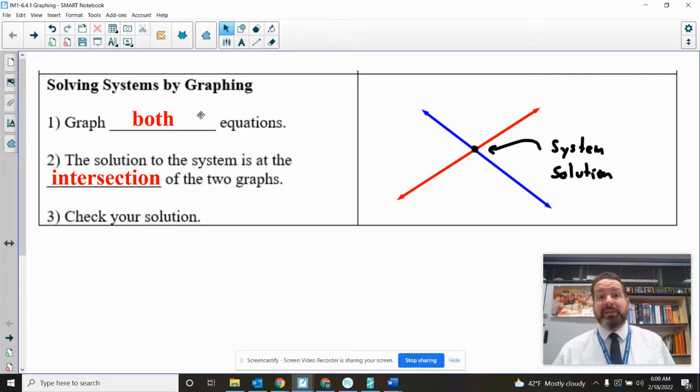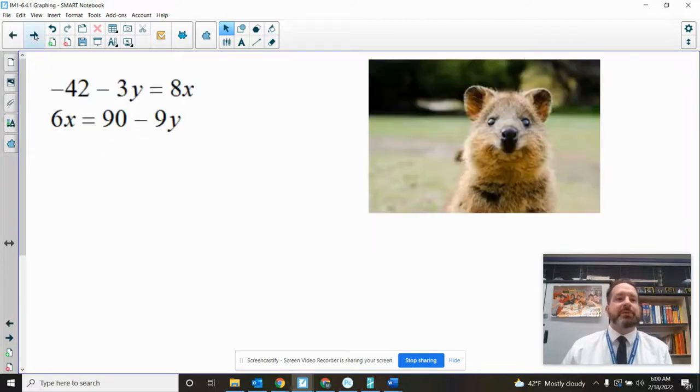You graph both equations. So, for example, let's imagine here that one equation is the red. Every point on the red line is a solution to the red equation. Every point on the blue line is a solution to the blue equation. So if I'm looking for an ordered pair that's a solution to both, I want to look at where those two lines meet each other. So you look at the intersection and then check and make sure that answer works out. Let's see how it goes.